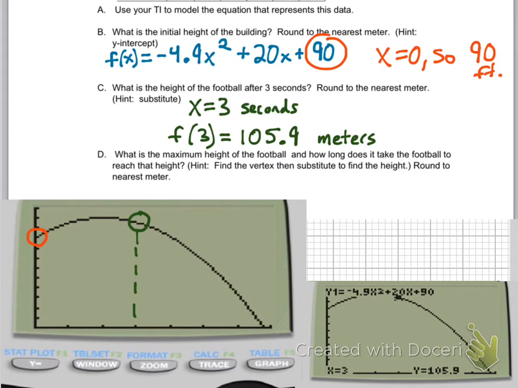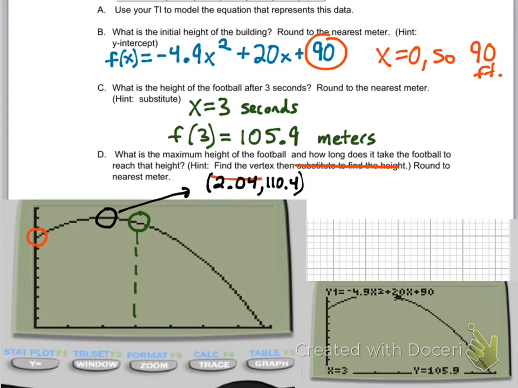The last question is, what is the maximum height? That's going to be the vertex. And you can kind of ignore that hint because you want to find the vertex, but when you find the vertex, you get x and y, so you don't need to substitute to find the height. Right here on the graphing calculator, I'm going to find that by using second calculate, then maximum. And when you go left, right, and then center, you get this value here, 2.04, comma, 110.4.